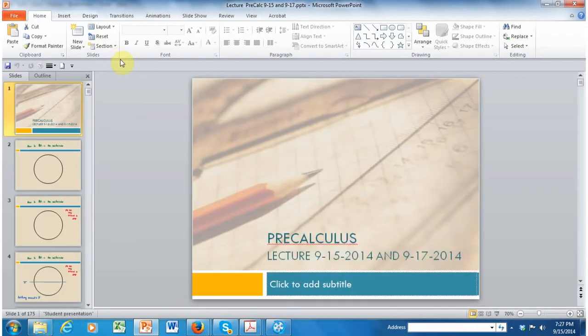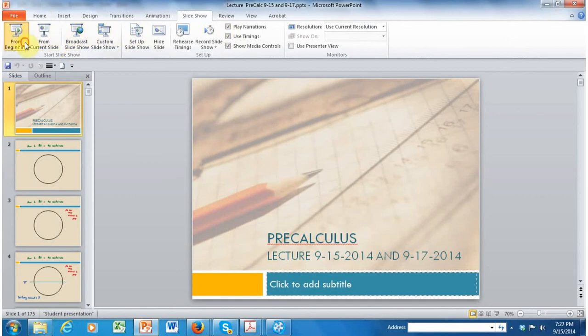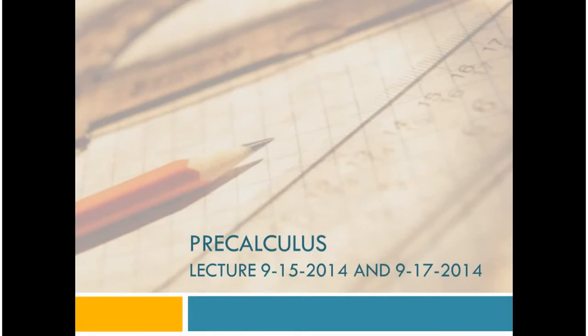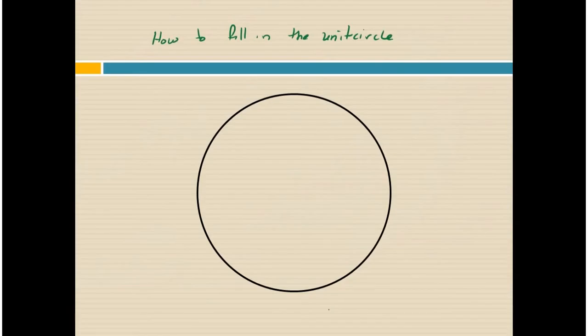Hi, I'm going to redo the first part of the lecture because I had some errors in the angles, and I also wanted a chance to re-explain creating the unit circle because it's so important. So here we have the unit circle. How do we fill it in? Well, the first thing is that we want to start off with the angles.